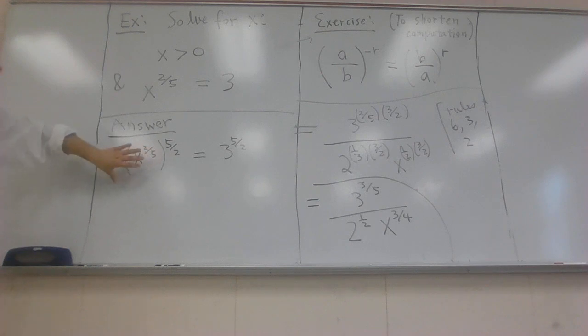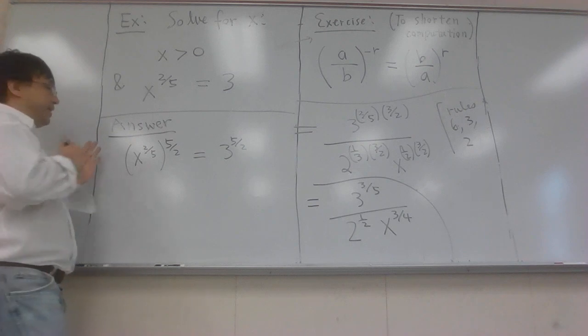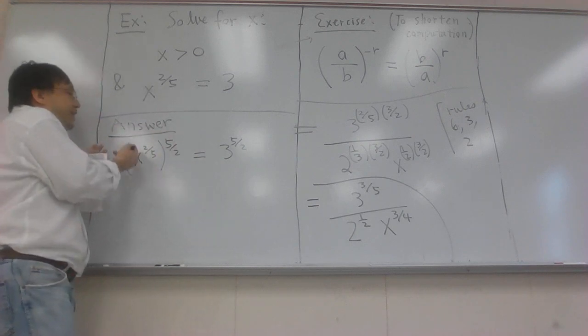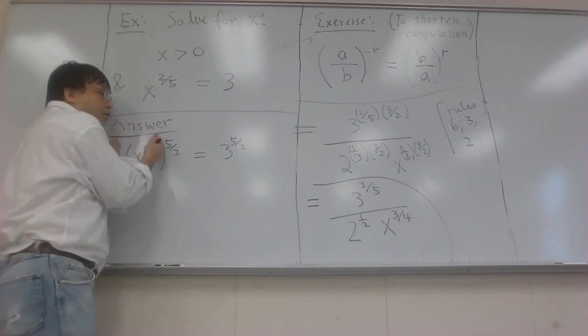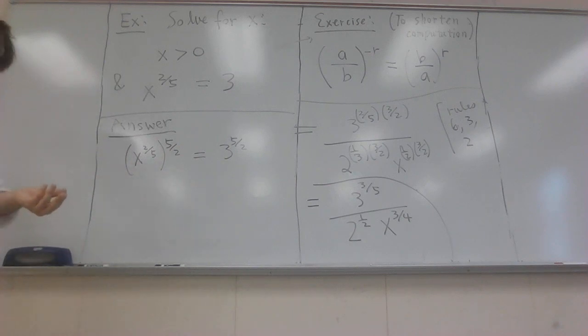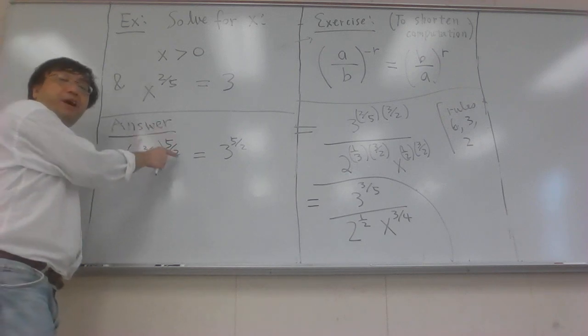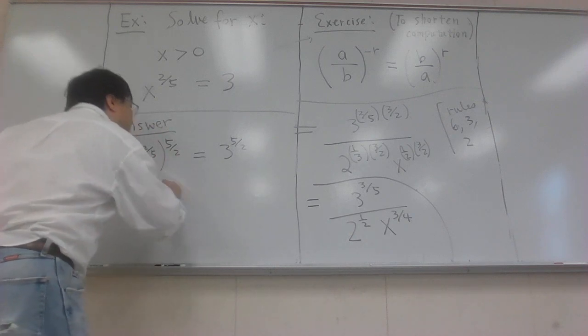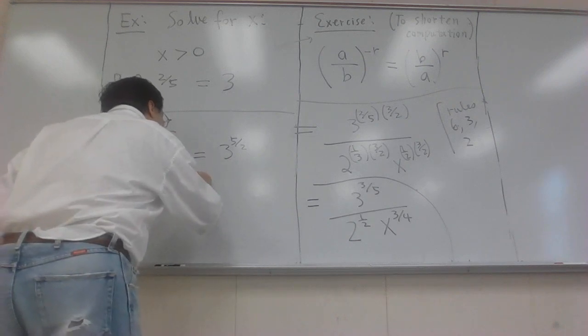And then over here you have repeated exponentiation. You're taking x to the power of 2 over 5, and taking the whole thing to the power of 5 over 2. Remember one of the rules is that repeated exponentiation is the same as multiplying the powers together. And 2 over 5 times 5 over 2 is 1. So you get x to the power of 1 is equal to 3 to the power of 5 over 2.